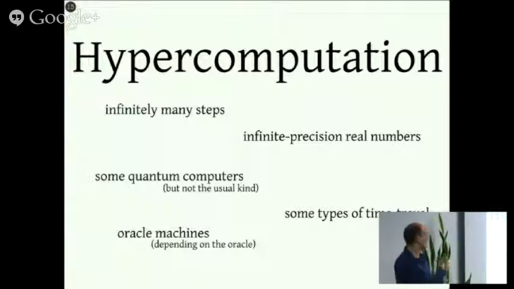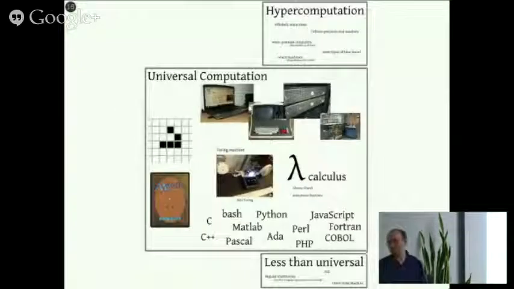And yeah, there's some quantum computers, but not the ones that are in the news. Those ones aren't good enough. Some types of time travel. I have better uses for time travel, frankly, but yeah, so what we end up with is a big box in the middle with universal computation, which, as you pointed out, is called Turing machine, Turing complete, after the Turing machine, and some obscure things that are less than universal or more than universal.